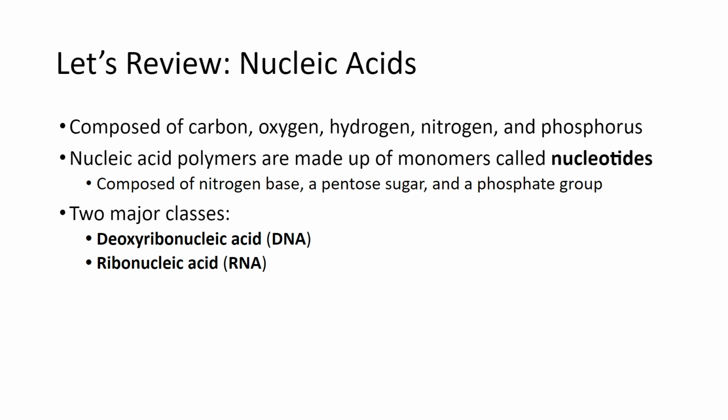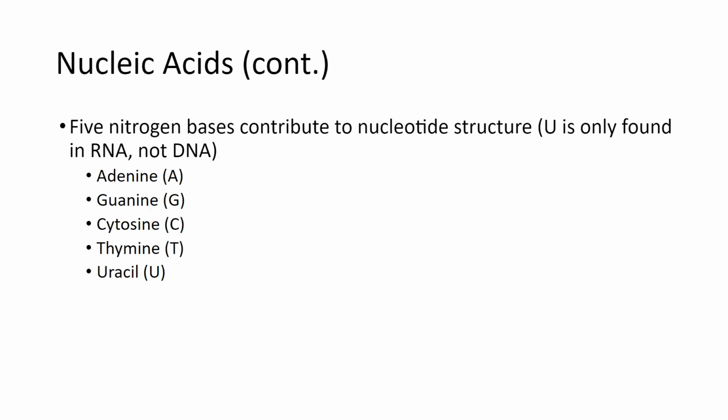Looking at nucleic acids, we can kind of take a step back. Nucleic acids are a biological polymer that have monomers called nucleotides. All nucleotides are composed of a nitrogen-containing base, a pentose or 5-carbon sugar, and a phosphate group. The two major classes of nucleic acids are DNA and ribonucleic acid or RNA. The nucleic acids have these 5 nitrogen bases. However, uracil is only found in RNA, not DNA. Uracil actually replaces thymine in RNA. The bases are adenine, guanine, cytosine, thymine, and uracil.